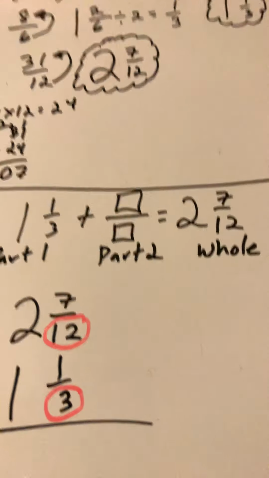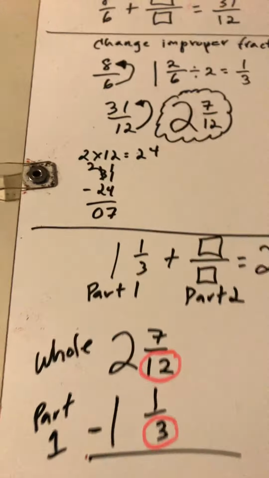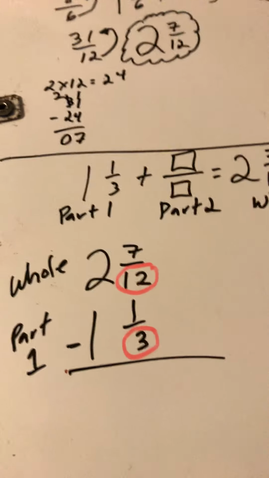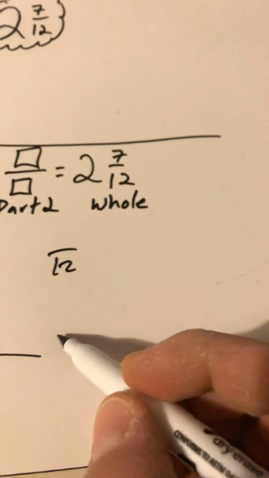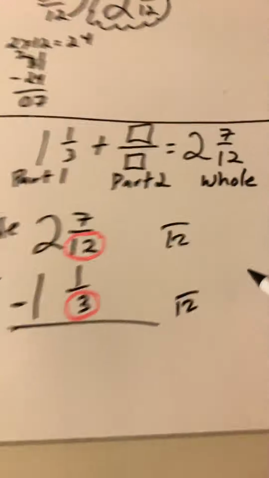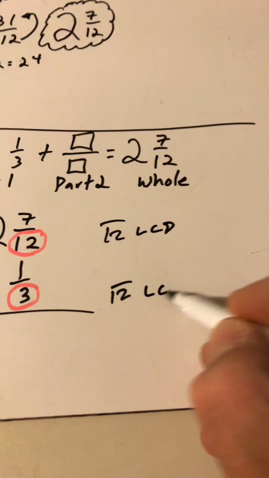So to get these to match, I have to find the greatest common factor. No, the least common denominator, excuse me, sorry. The least common denominator for 12 and 3. So the first number that they both go into is 12, actually. So I'm going to write 12 here. I'm going to write 12 here. That's my LCD, my least common denominator.